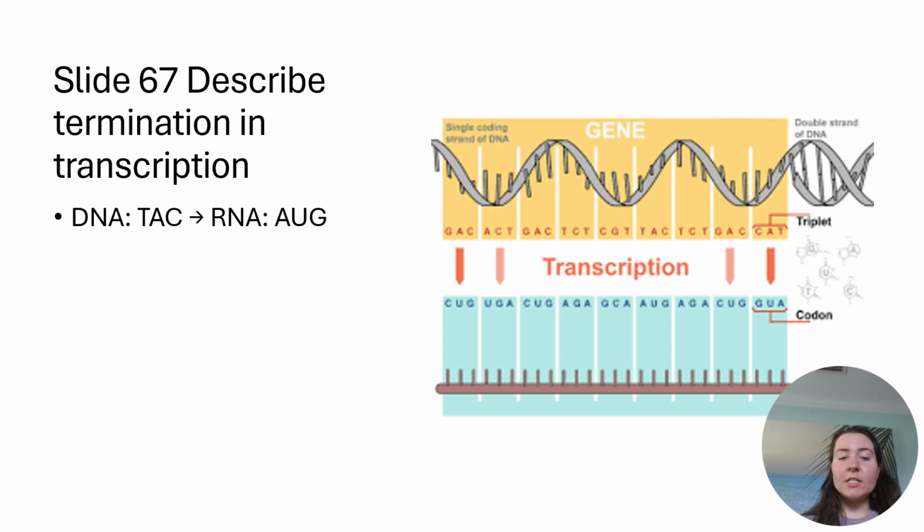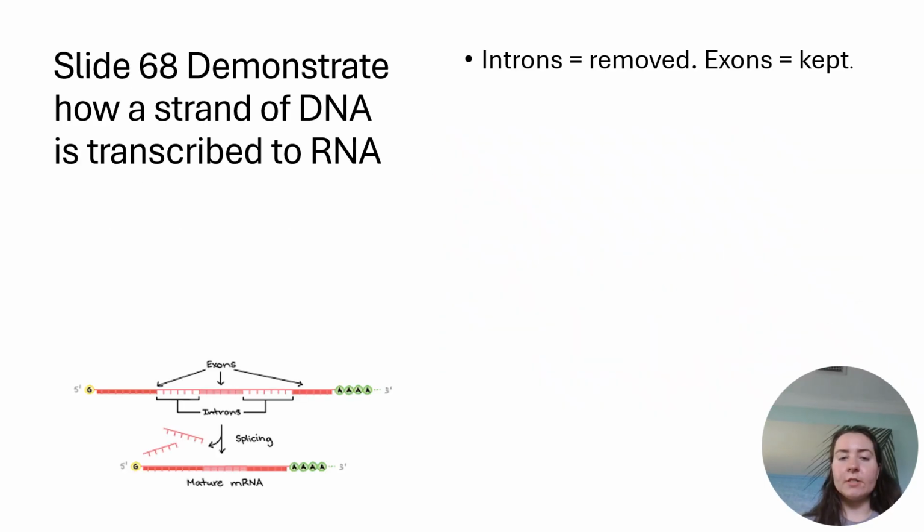67. Describe the termination in transcription. DNA TAC equals RNA AUG. There's the picture of the gene and the transcription.